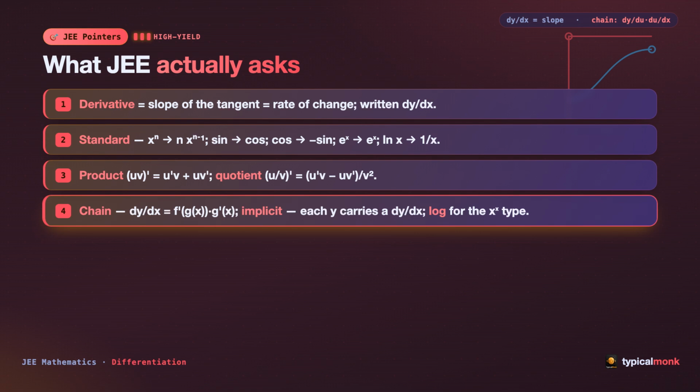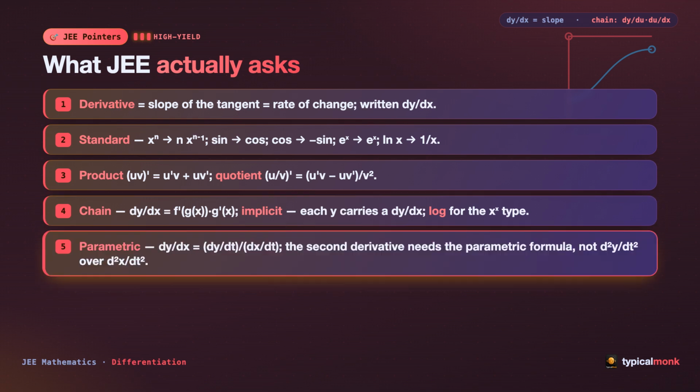4. The chain rule, dy by dx equals f dash of g of x times g dash of x. Implicit, where each y carries a dy by dx, and logarithmic for the x to the power x type. And 5. Parametric, dy by dx equals dy by dt over dx by dt. And the second derivative needs its own formula, not d2y by dt squared over d2x by dt squared.